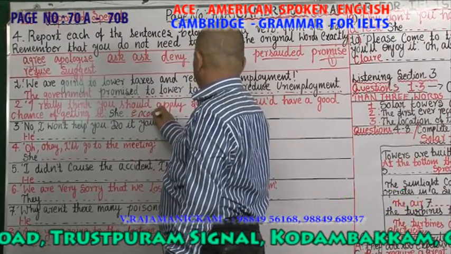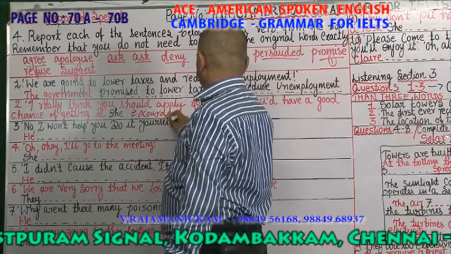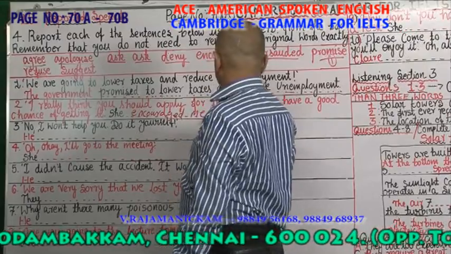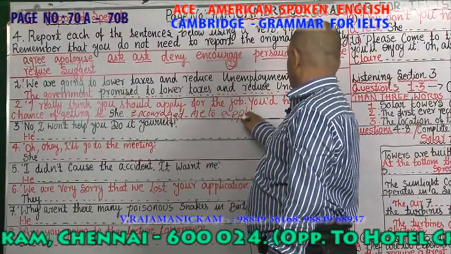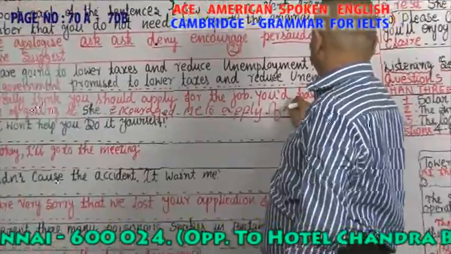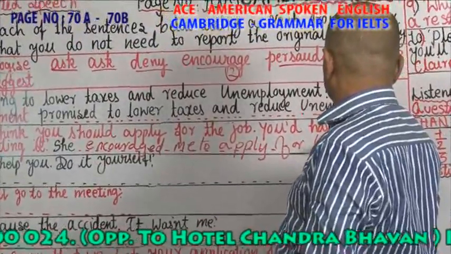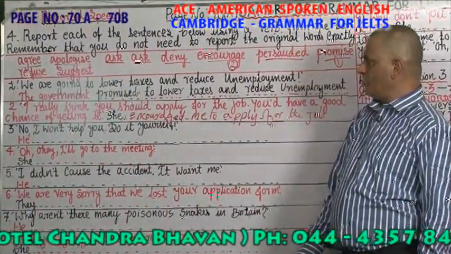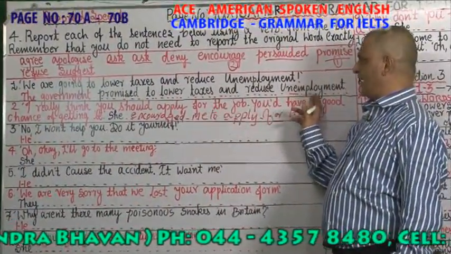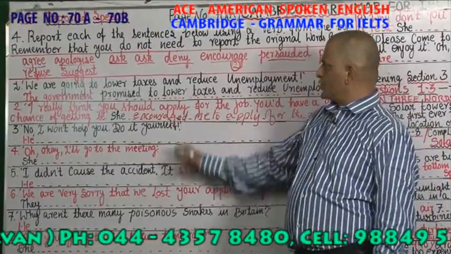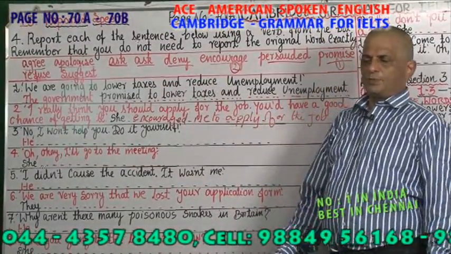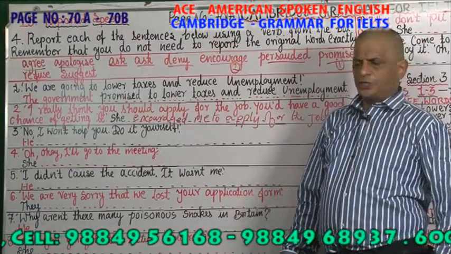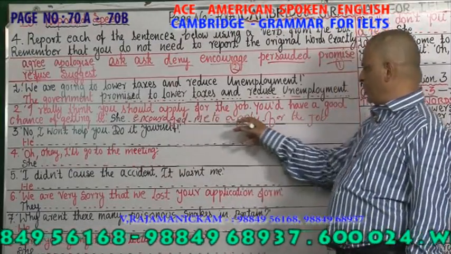She encouraged me to apply for the job. So this is the direct sentence. I really think you should apply for the job. You would have a good chance of getting it. So you're using one of the verbs here, reporting verbs, and you are changing the word order in reported speech. She encouraged me to apply for the job.